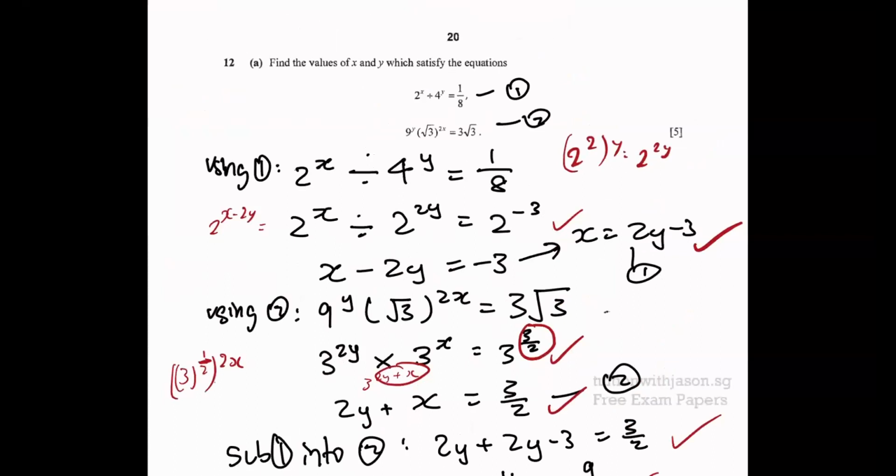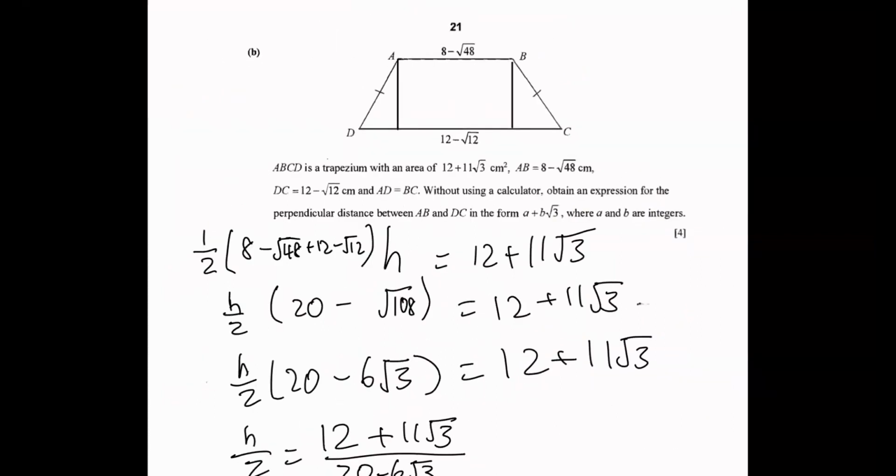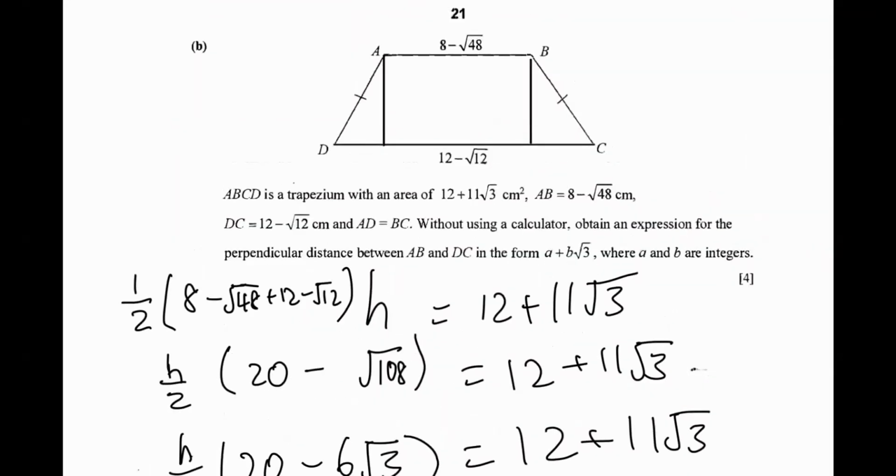Good. Next one, 12b. ABCD is a trapezium, area, blah, blah, blah. AB is that value, DC is that value, AD equals BC. Without using a calculator, obtain an expression for the perpendicular distance between AB and DC in the form of A plus B root 3. Okay.